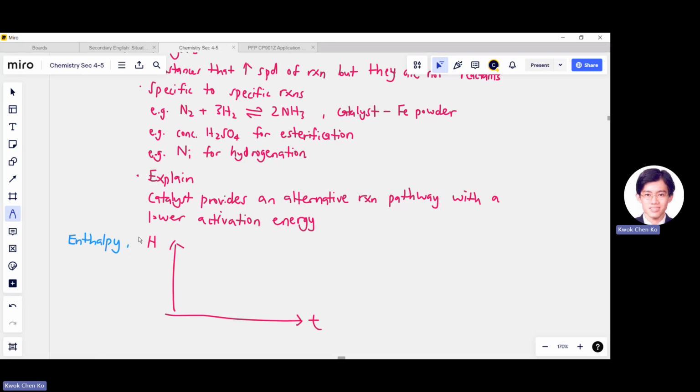But your teacher is going to be fussy. He wants you to write entropy. But if, let's say, the question didn't specify, just put H there. Can be exo or endo. She said exo.